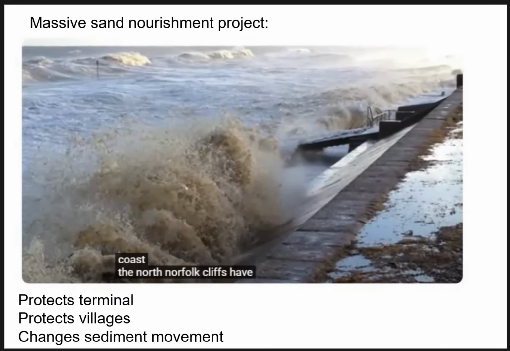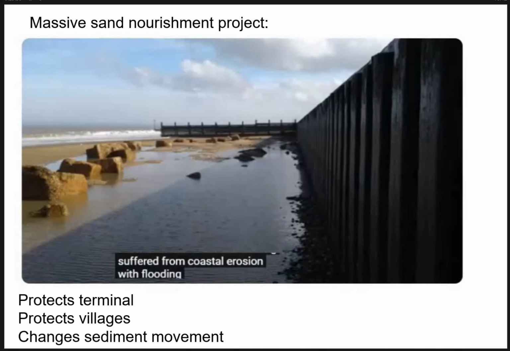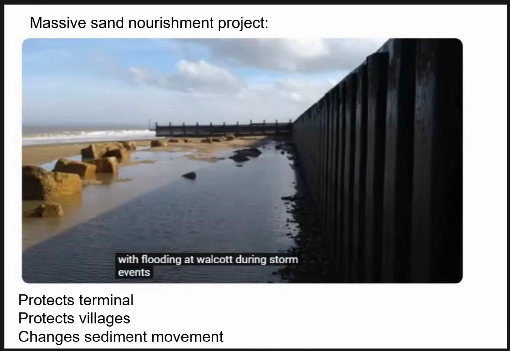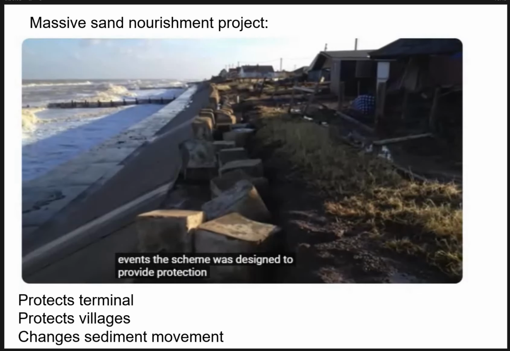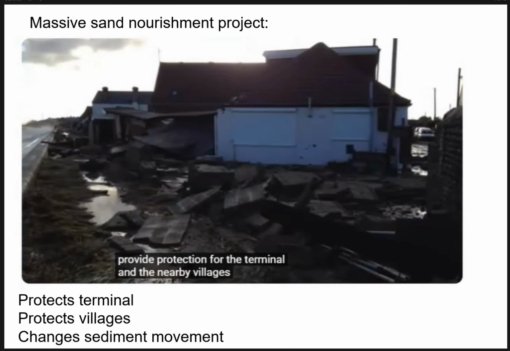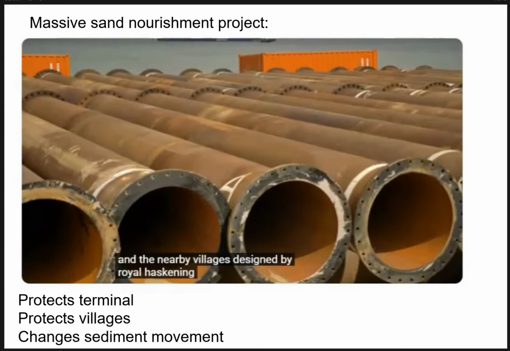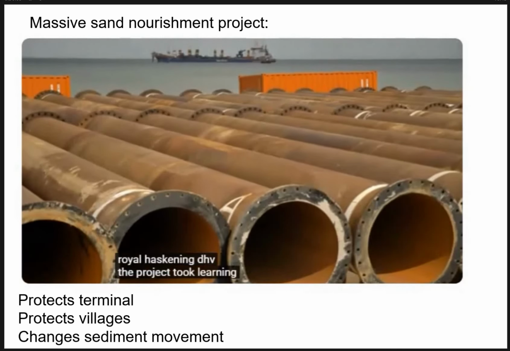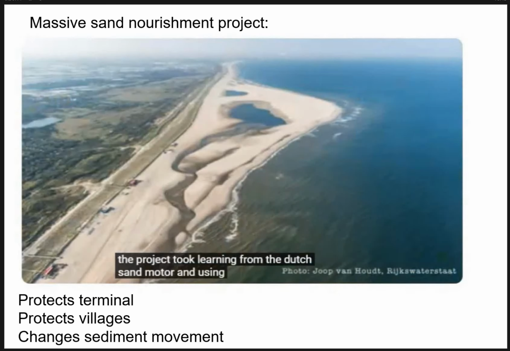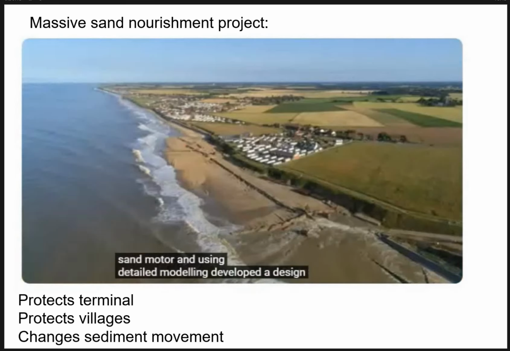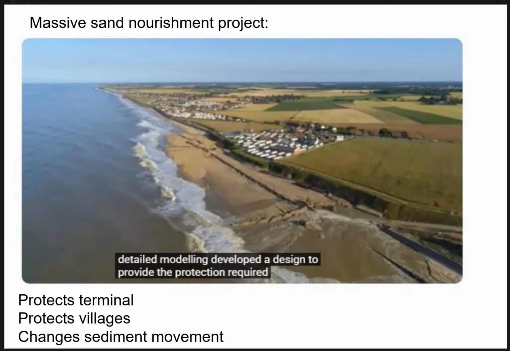The North Norfolk cliffs have long suffered from coastal erosion, with flooding at Walcott during storm events. The scheme was designed to provide protection for the terminal and the nearby villages. Designed by Royal HaskoningDHV, the project took learning from the Dutch Sand Motor and, using detailed modelling, developed a design to provide the protection required.